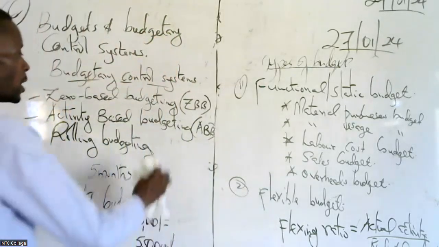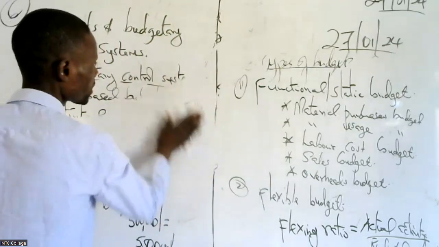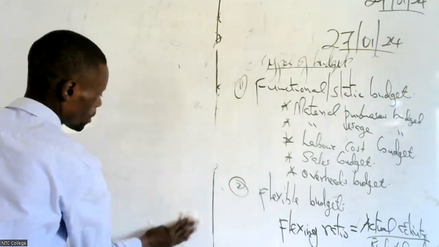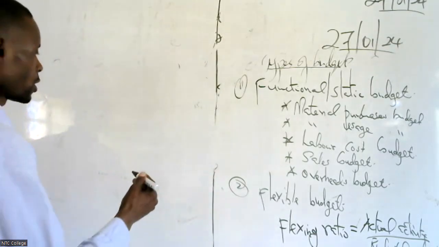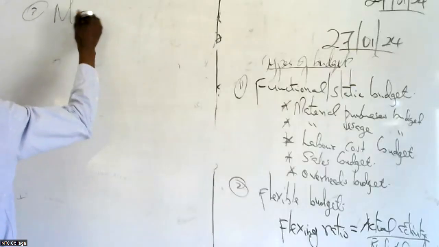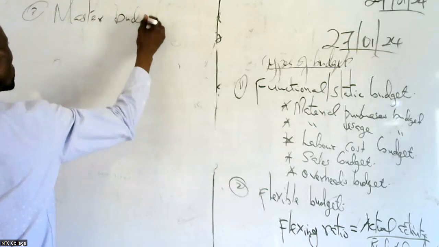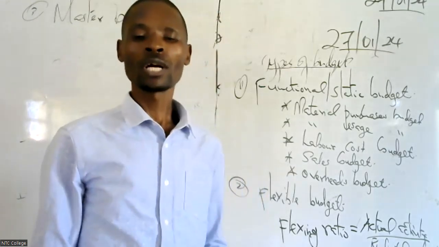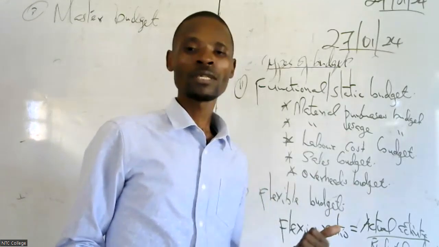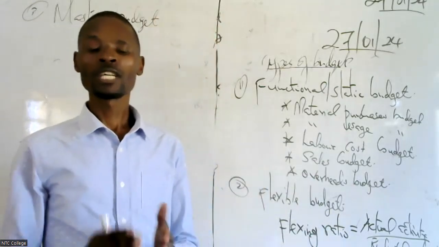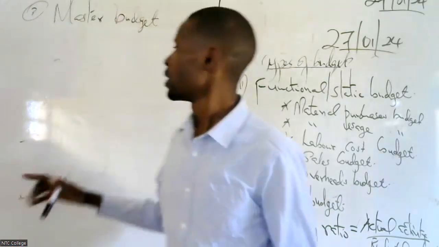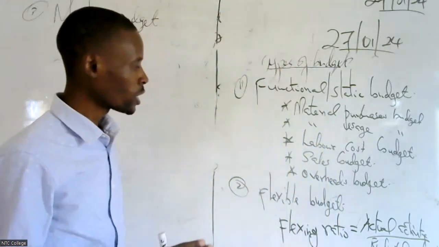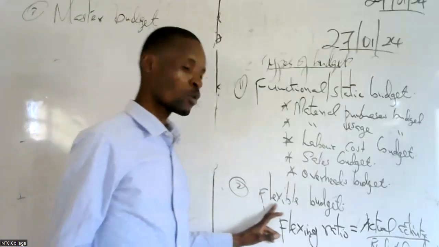The third type of budget is master budget. Number 3, master budget. So this master budget is, we normally say it is a consolidation of income statement, whereby we have the cash budget being depicted there, and the statement of financial position. That is one we term as what? Master budget.